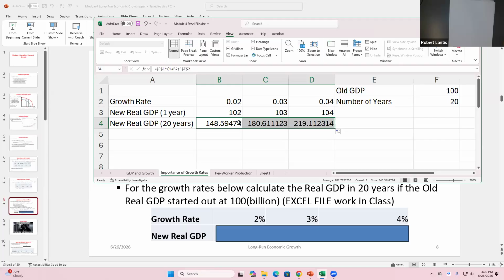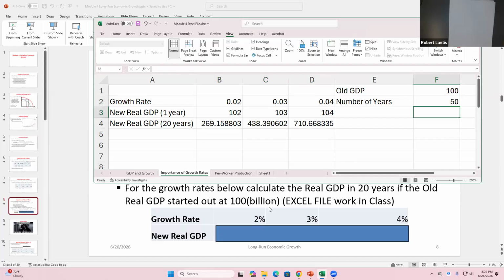Or the difference in these GDPs is much larger if that growth rate continues for the next 20 years. And then we could play around with this, right? If I went out to like 50 years, those differences become even larger.